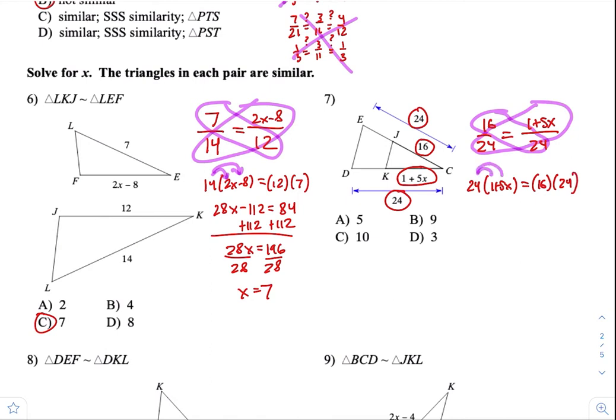Distribute. 24 plus 120x is equal to 384. Subtract both sides by 24, which is 360. Divide both by 120, and x is equal to 3, which is D.